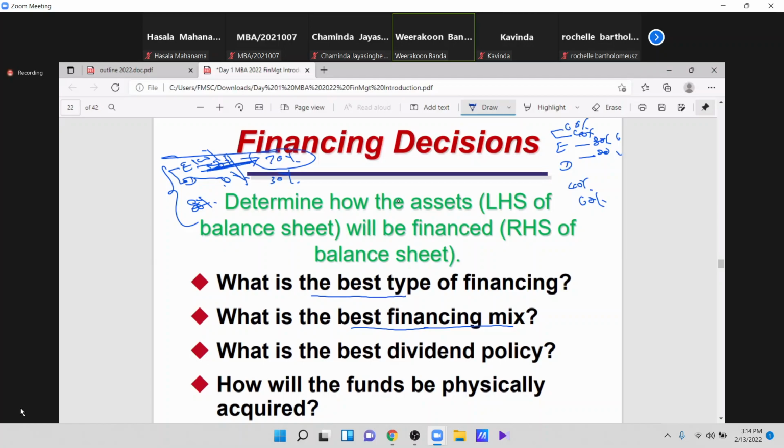Third one: what is the best dividend policy? If you decide the main fund providers are equity shareholders, we have to maintain the best type of financing. Then we have to maintain the best compensation rate also. For them, we have to compensate appropriately. So how do we decide the best dividend policy? Different companies may have different policies.